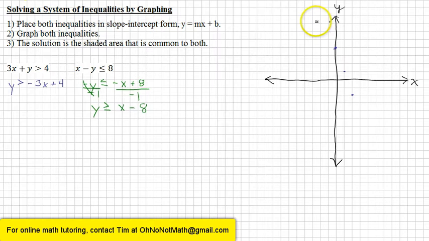Now, when we sketch it, do we make it a solid line or a dashed line? We make it a dashed line because it says y is greater than. That means the solution is above the line. It does not include the points that lie on the line. If it were greater than or equal to, then we would draw a solid line, because the solutions include all the points that lie on the line. Okay, so this will be a dashed line. So we draw a dashed line.